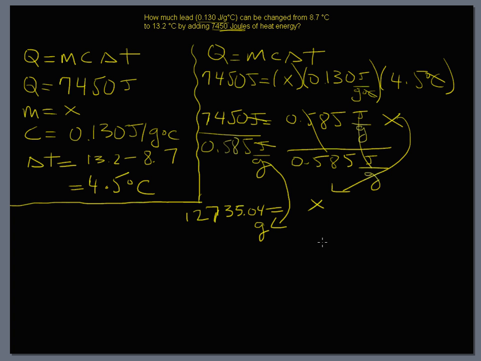And hopefully the unit that you end up with is the unit of the variable, of the unknown that you were looking for initially. Now we're not done yet. We have a large number here, 12,735 and change grams. And what we're going to do is apply our significant digits or significant figures, and then we're going to go back up for a problem.